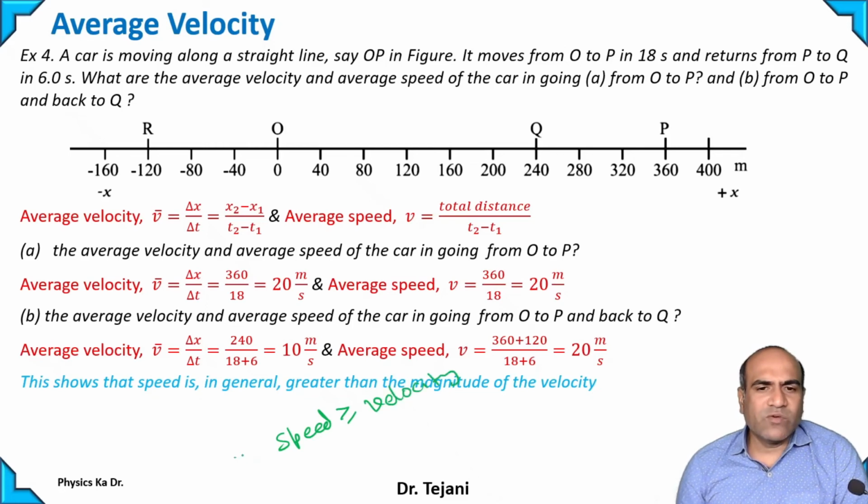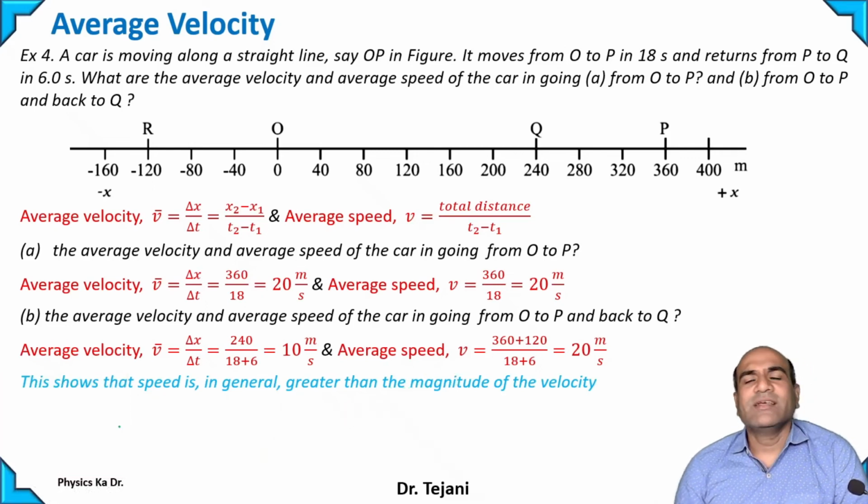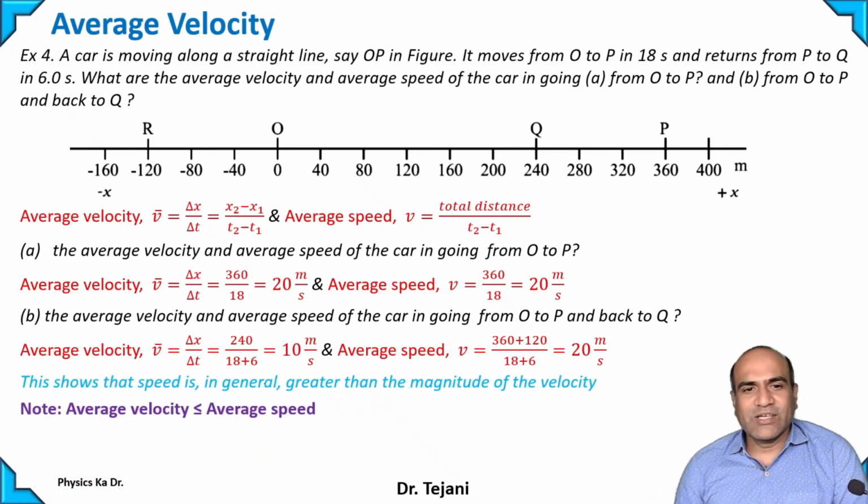Based on that, you may find various questions. So you can take average velocity less than or equal to average speed. You can write it in the opposite way also.